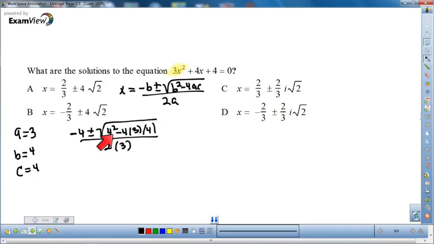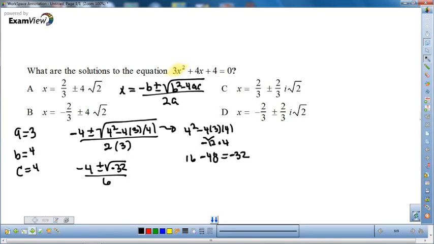So I'm going to do my discriminant on this side, just so I don't have to keep writing the formula over and over. So 4 squared is 16, negative 4 times 3 is negative 12, and negative 12 times 4, negative 48. So I end up with negative 32. So if I substitute that back into my equation, I get this.